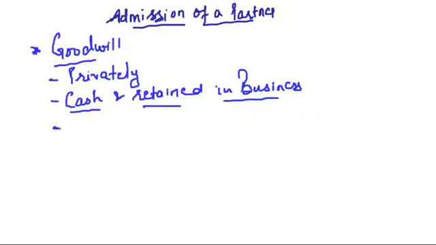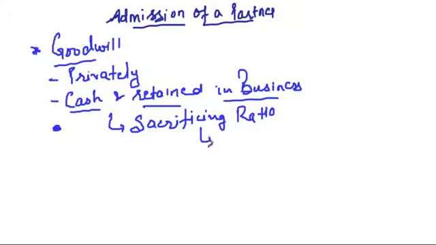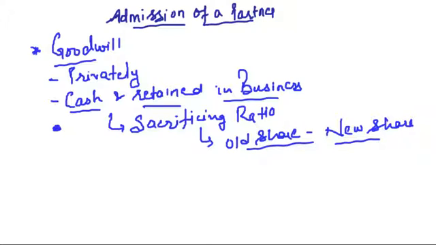So if it is to be adjusted through the partners' capital accounts, then in which ratio will the goodwill brought in be divided among the old partners? In sacrificing ratio. What is a sacrificing ratio? Old share of a partner minus new share. Clear? So in case of goodwill on the admission of a new partner, we will calculate the sacrificing ratio, right? And we will distribute the goodwill brought in by the new partner among the old partners in sacrificing ratio. Clear?